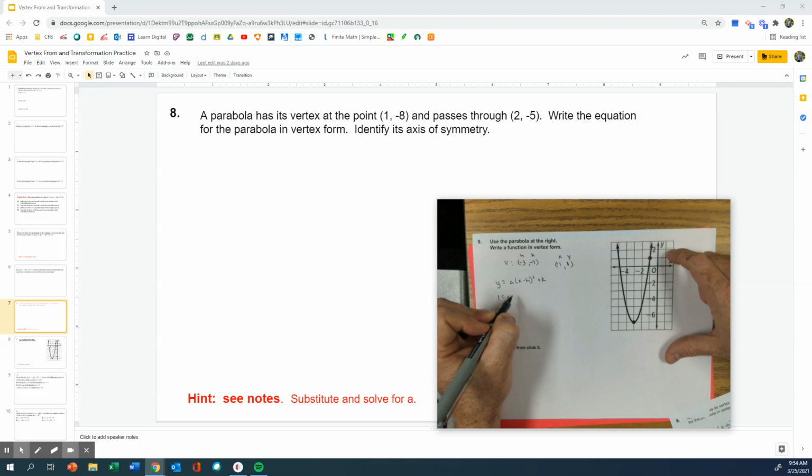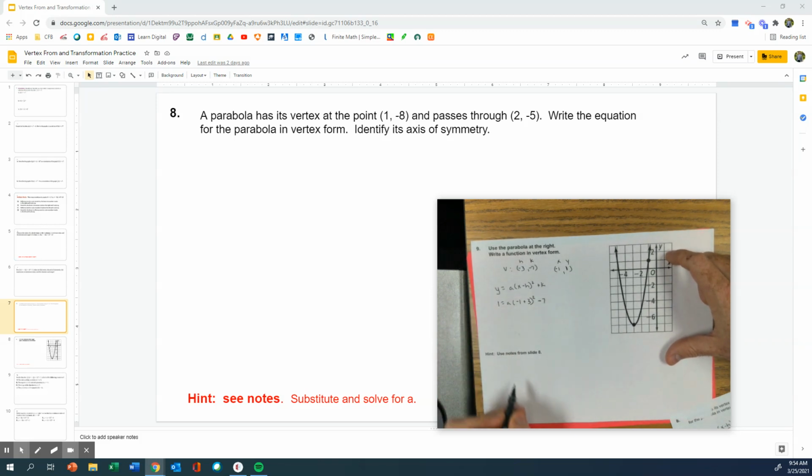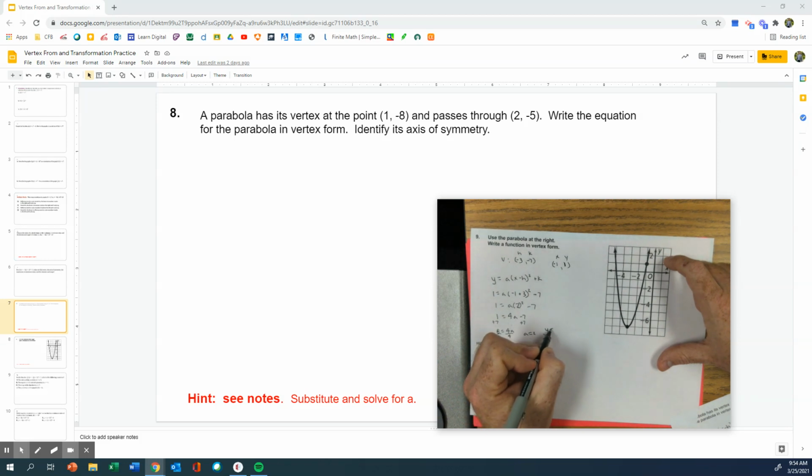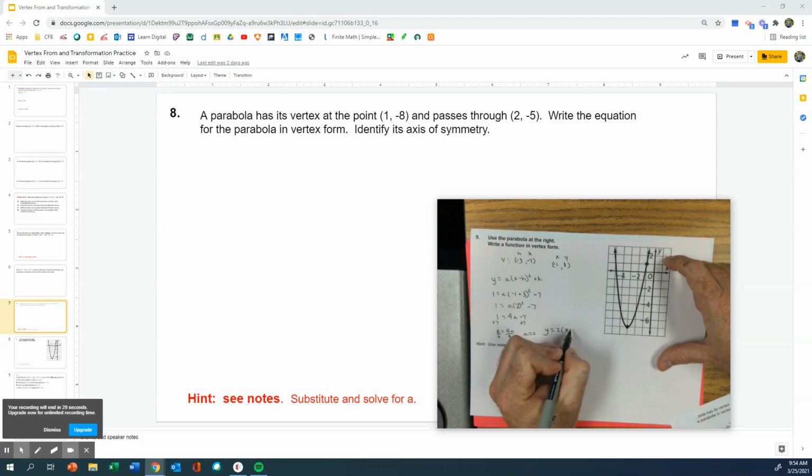So 1 is equal to a times (-1 minus -3), so that's going to turn into a plus 3, squared, and then minus 7. -1 plus 3 is equal to 2, squared. So a minus 7 equals 1. 2 squared is 4, so that's 4a minus 7 equals 1. Add the 7 to both sides. 8 is equal to 4a. Divide both sides by 4. a is equal to 2. Then we just plug that in. y is equal to 2 times (x plus 3) squared minus 7.